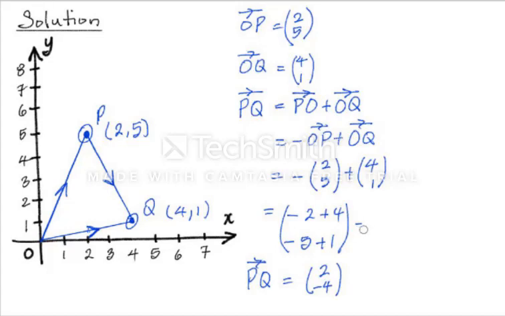So what we just did is that we found this using calculation, and I'm quite sure everybody knew that you probably could have found it using the fact that you went 2 units to the right, and from 5 to 1, 4 units down.